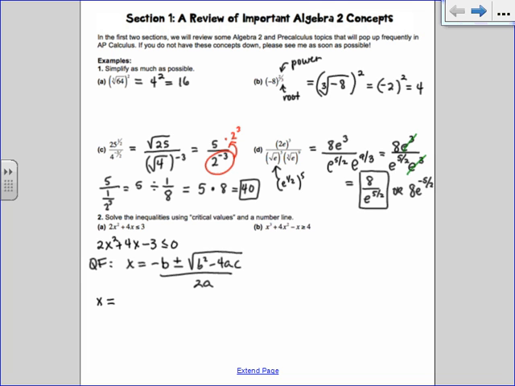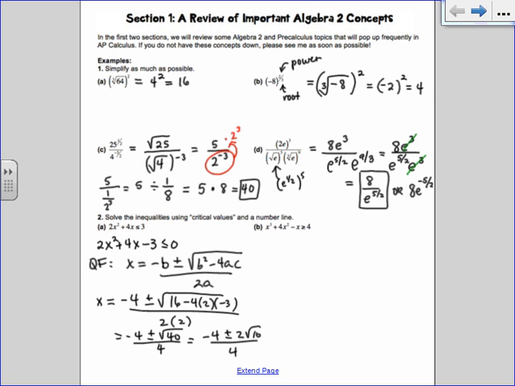So I'm going to do x equals negative 4 plus or minus the square root of 4 squared, which is 16, minus 4 times 2 times negative 3, all over 2 times 2. So you get negative 4 plus or minus the square root of 40 all over 4. And the square root of 40 breaks into square root of 4 and square root of 10, so 2 root 10. So negative 4 plus or minus 2 root 10 all over 4.